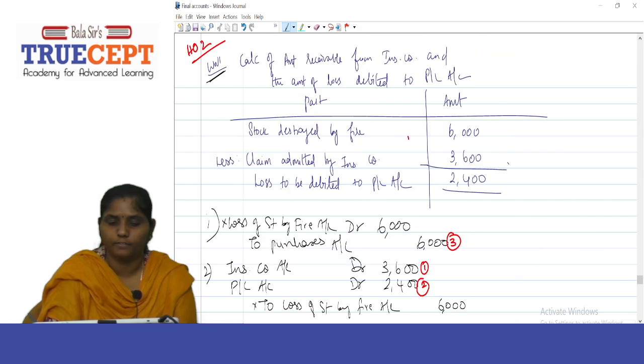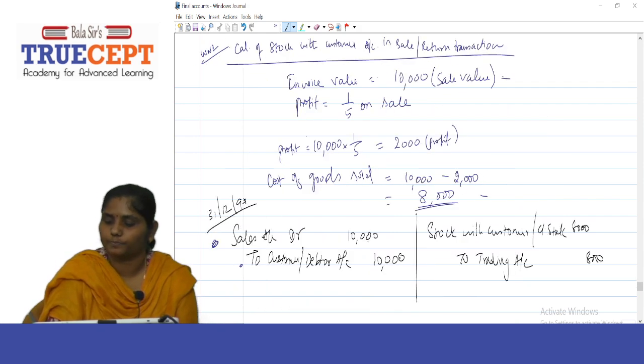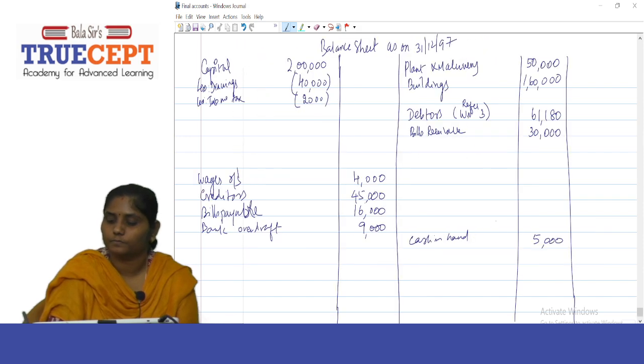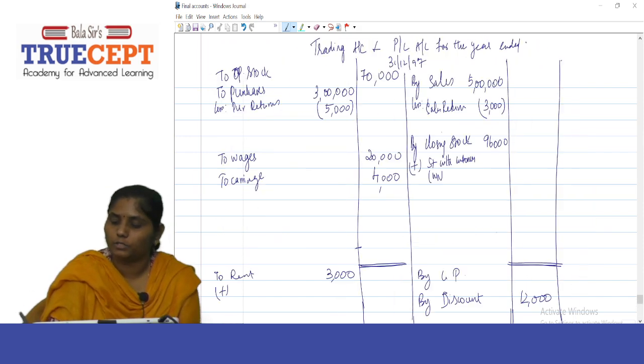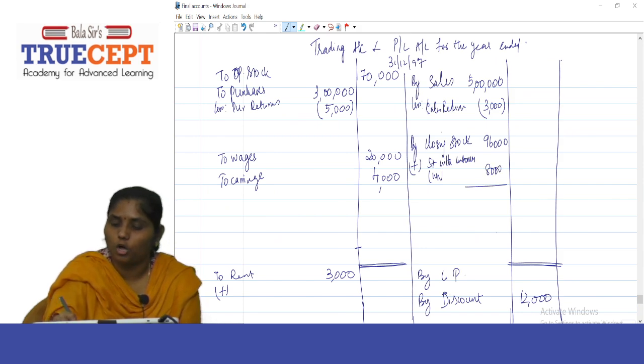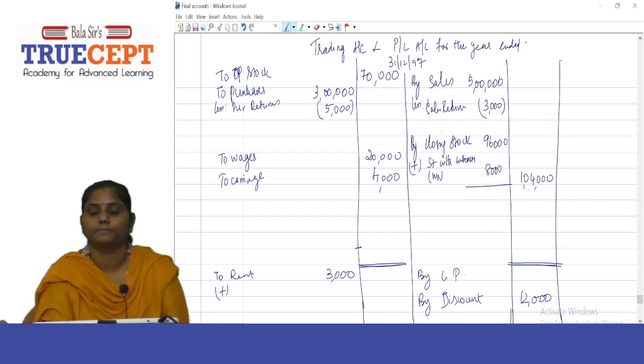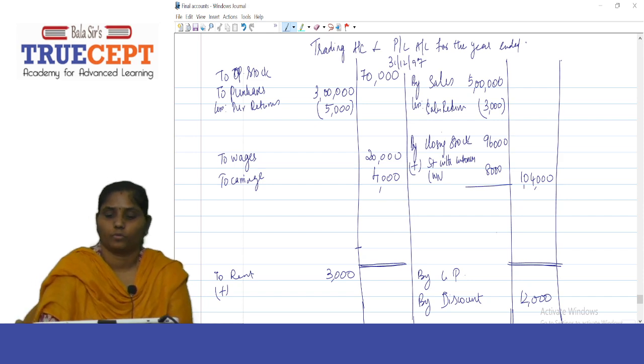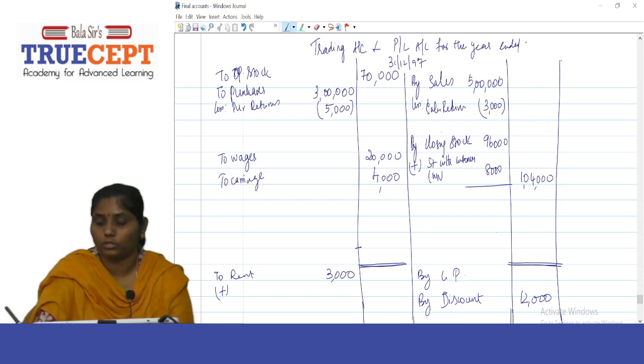Working note number 1. No, not 2. Okay. Working note number 2. How much? 8,000 costs, right? So I'll write 1,04,000 out of all. Clear? Yes. Next adjustment. No, this is not over.